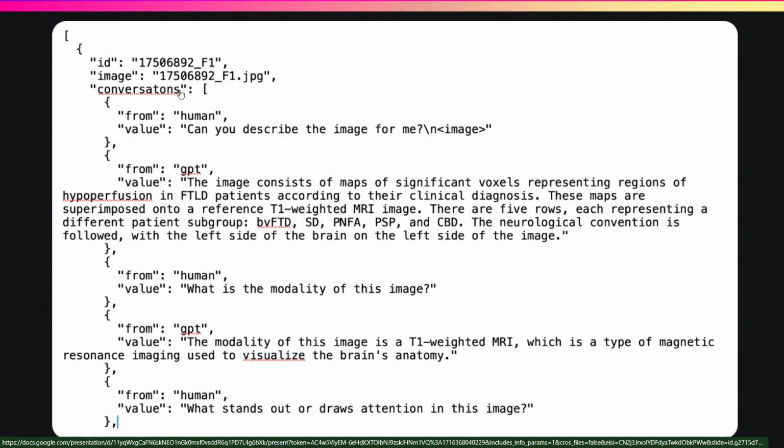As you can see in this image, the human first of all asked what was in the image. Then there is a description of the image. This was generated by GPT-4 Vision. So they generated the visual question answering data using GPT-4 Vision.